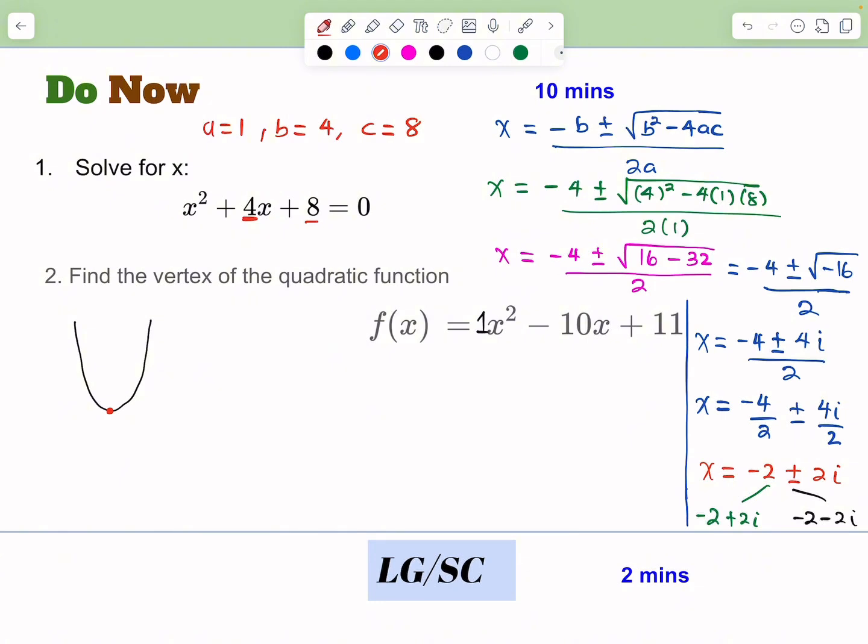So how do you find the vertex? The first thing I want to do is either graph this and then look at this point on the graph.